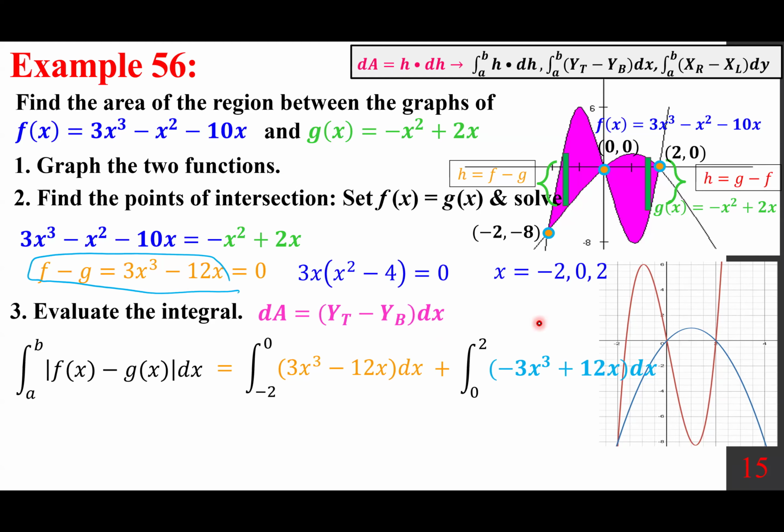So here's what we do, everybody. 3/4 x to the power of 4 minus 6x squared from -2 to 0, plus -3/4 x to the power of 4 plus 6x squared from 0 to 2. I'm going to assume you can evaluate this. You can evaluate this. And the answer is 24. So the key being, you want to be very careful. You have to draw an increment of an area to see which one is at top, which one is at the bottom.